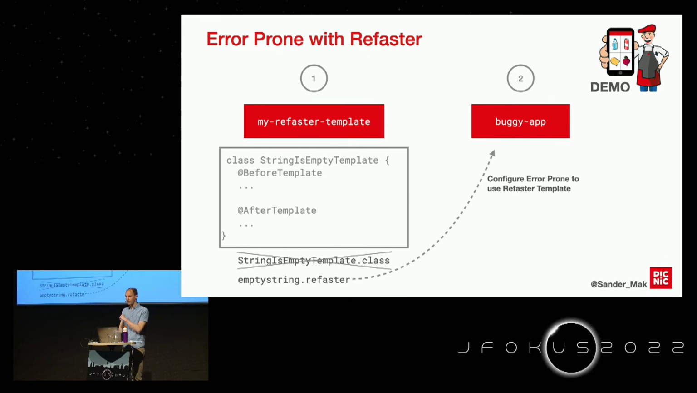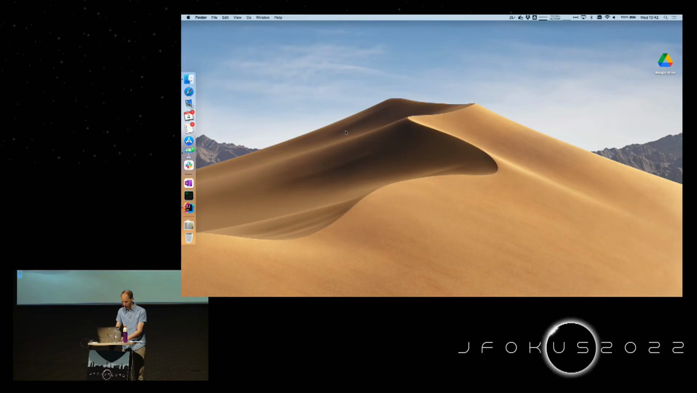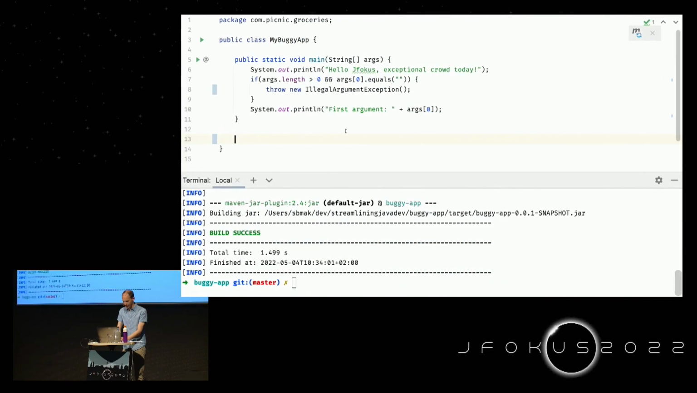It's important to understand that the code that we write in this empty template class is actually never run. It's just used as input to create this .refaster file that is then used to apply this rewrite, this refactoring to other code. So in that sense, it's only there to instruct Refaster how to make the match and how to write the replacement code. And again, we're going to look at an example of how to do that.